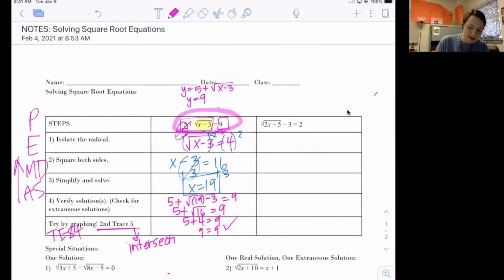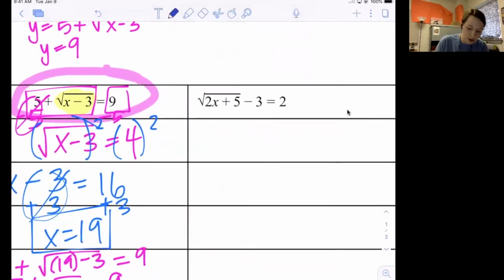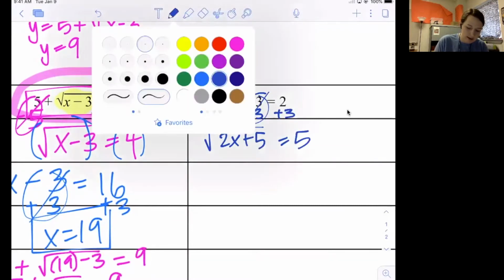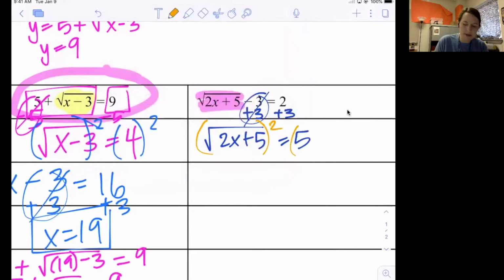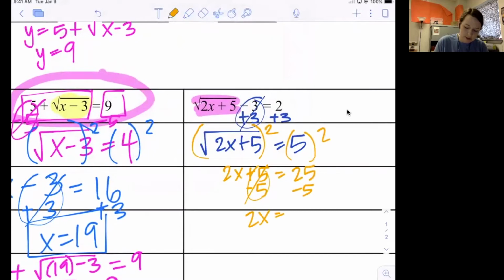Okay, so looking at the second example, we've got the same scenario. So no variables outside the radical. We're going to start by isolating our radical, getting this by itself. So I'm going to add 3 to both sides. This side zeroes out. Square root of 2x plus 5 equals 5. And at this point, we're going to square both sides of our equation. We're left with 2x plus 5 equals 25. So I'm going to subtract 5. We get 2x equals 20. Divide by 2. And we find out that x equals 10.